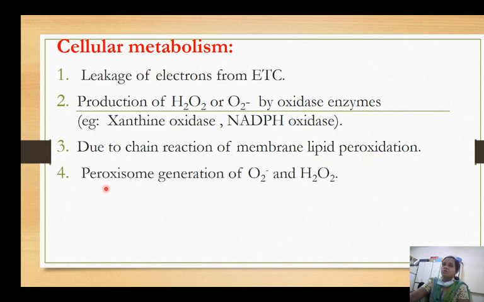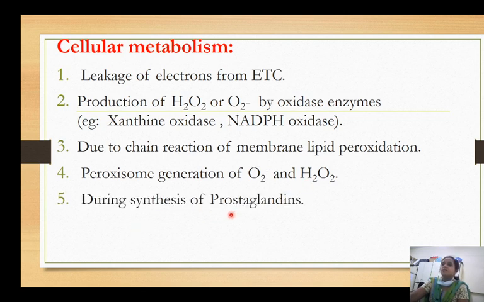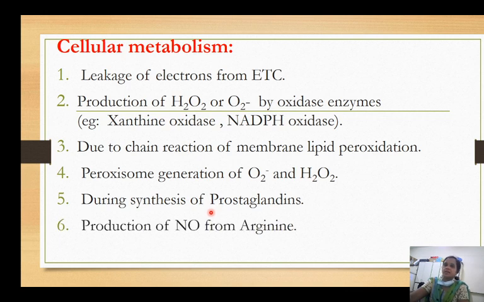Next, peroxisomes generate oxide and hydrogen peroxide. The purpose of peroxisome is to produce hydrogen peroxide. So one of the cell organelles, the peroxisome, can generate either oxides or hydrogen peroxide. During the synthesis of prostaglandins, in few of the reactions there is formation of hydrogen peroxide.